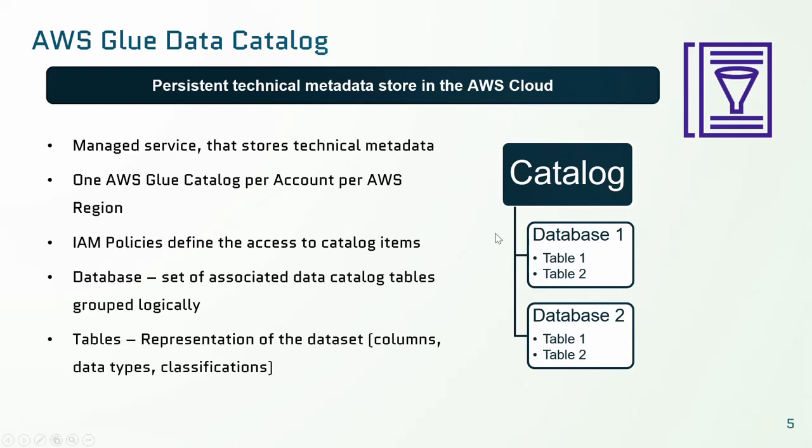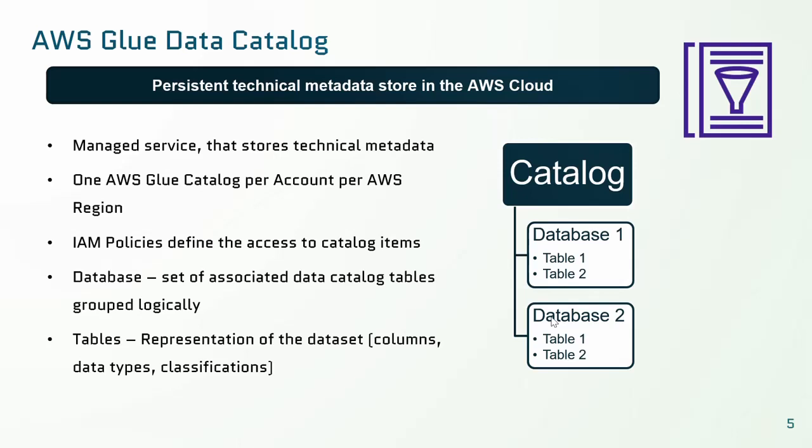So now let's take a look at the hierarchy of the catalog items. Let's say the catalog is sitting on the top. Under the catalog, we can create multiple databases. Here you can see database 1 and database 2. And within each database, we can have multiple tables. For instance, under database 1, we have table 1 and table 2, and similarly under database 2 as well.